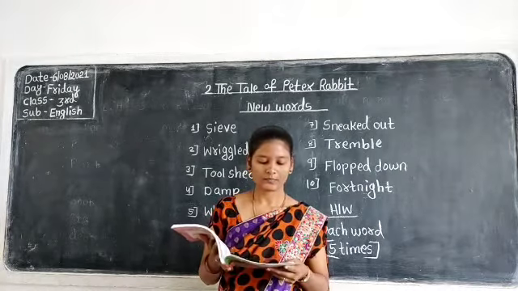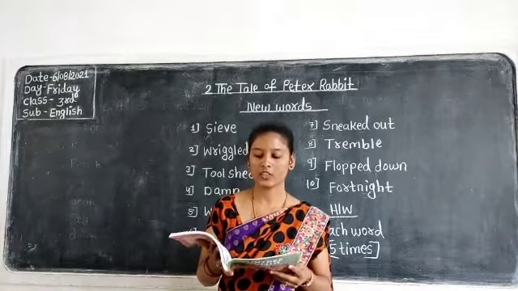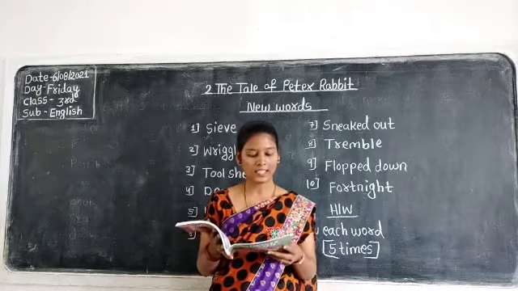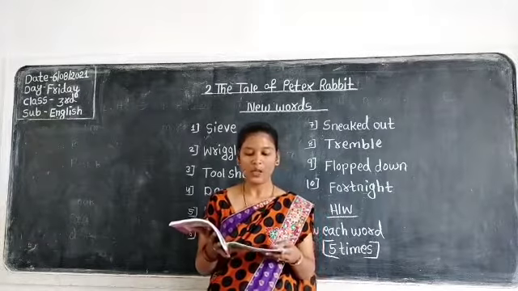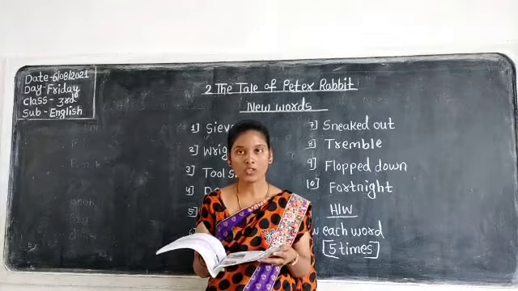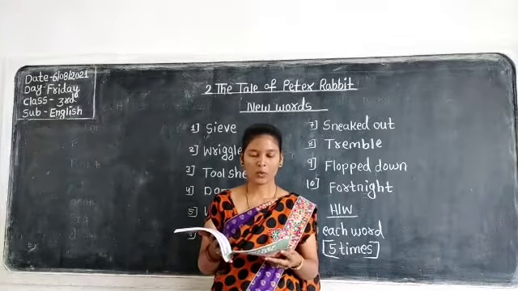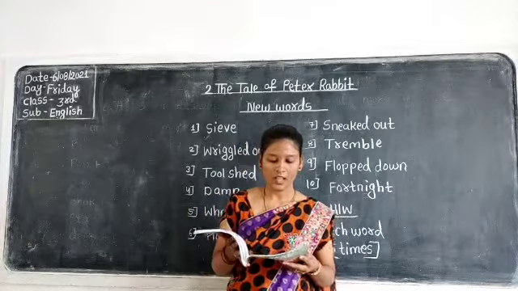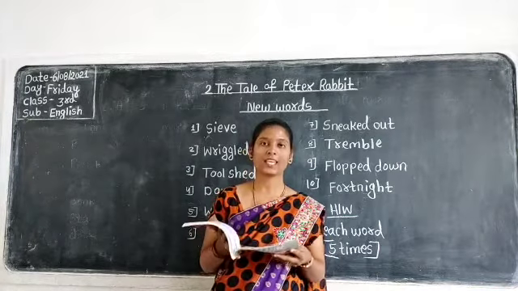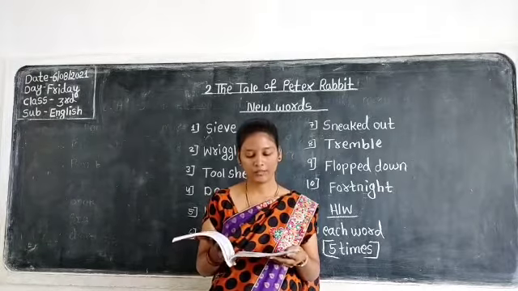So children, Peter heard the noise of the hoe, scratch, scratch. Peter darted, so he ran suddenly below the bushes. When nothing happened, so when the noise stopped, he came out, climbed up a wheelbarrow. So what do you mean by wheelbarrow, children? Wheelbarrow means a small cart used in gardens to carry things. So children, you can see the picture in your textbook, page number 40.